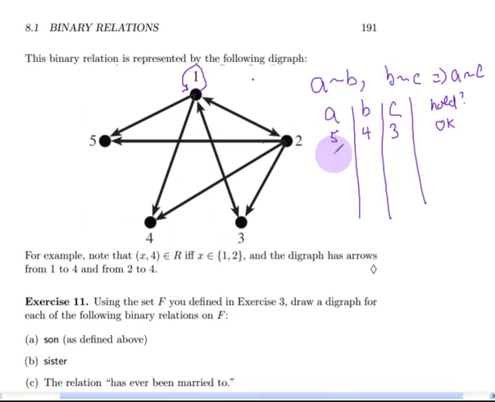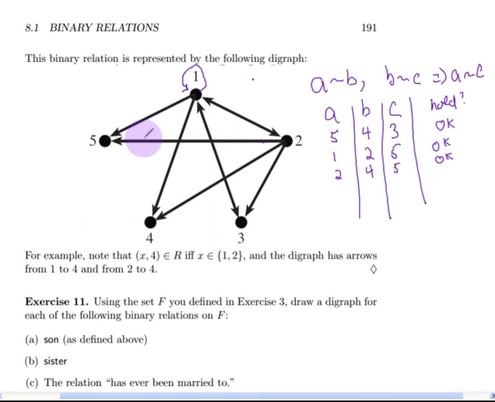For instance, let's consider 1, 2, 5. 1 is related to 2, 2 is related to 5, and 1 is related to 5. This is okay. Let's consider 2, 4, 5. 2 is related to 4, but 4 is not related to 5. B related to C does not hold, so this is okay. You only get a violation if you have these two both holding and this one not holding. In fact, you can go and check all these relations and you'll find that this relation is transitive.